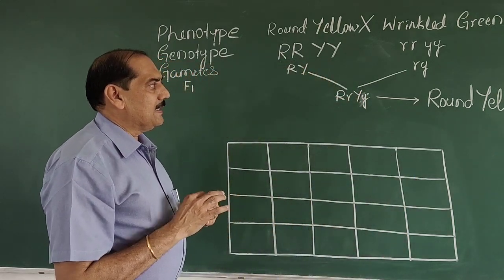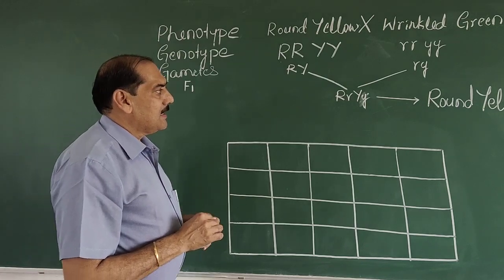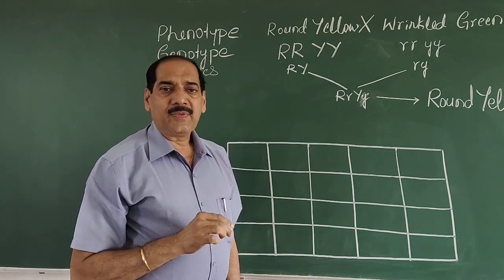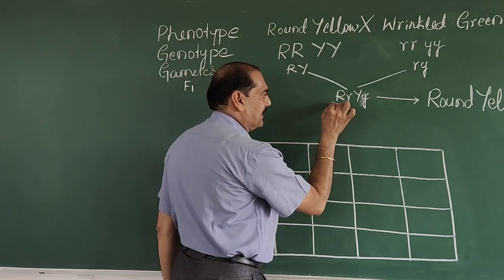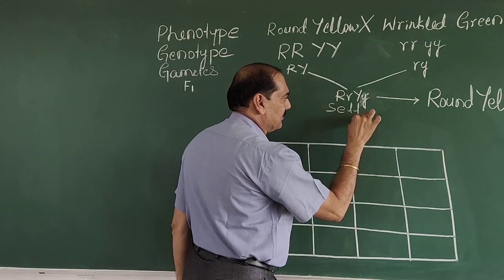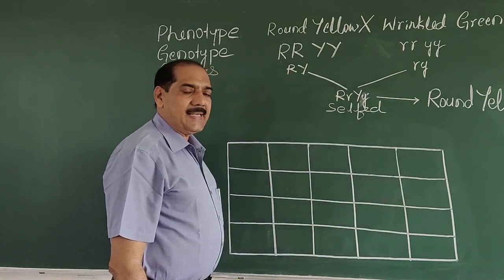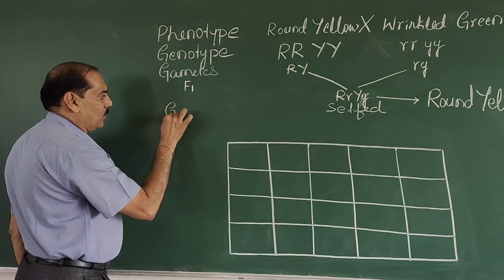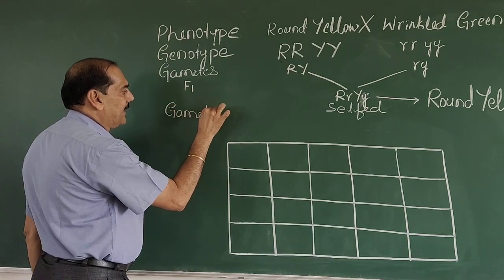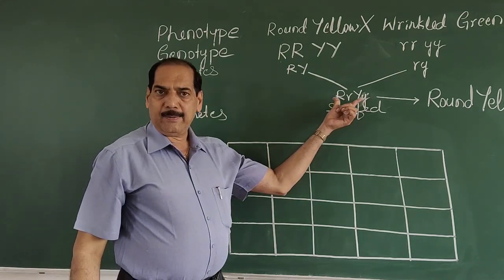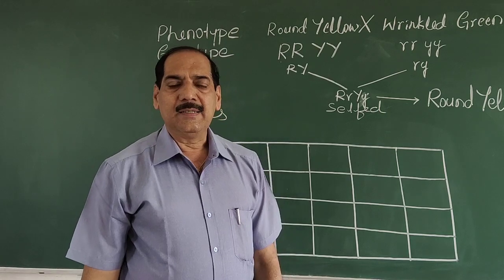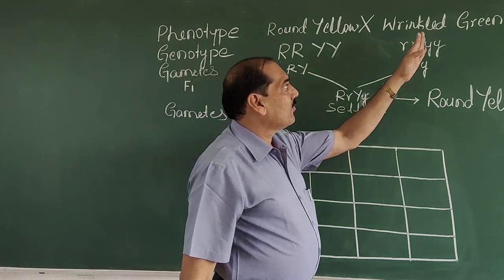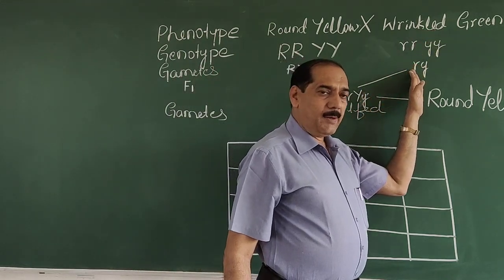Okay. What is the next step? Mendel did not cross the second time. He allowed for self-pollination. Next again, gametes. What type of gametes are produced from this hybrid plant, and how many types of gametes are produced from this hybrid plant? Because the parent plant produces one type of gamete here, this also produces only one type of gamete.